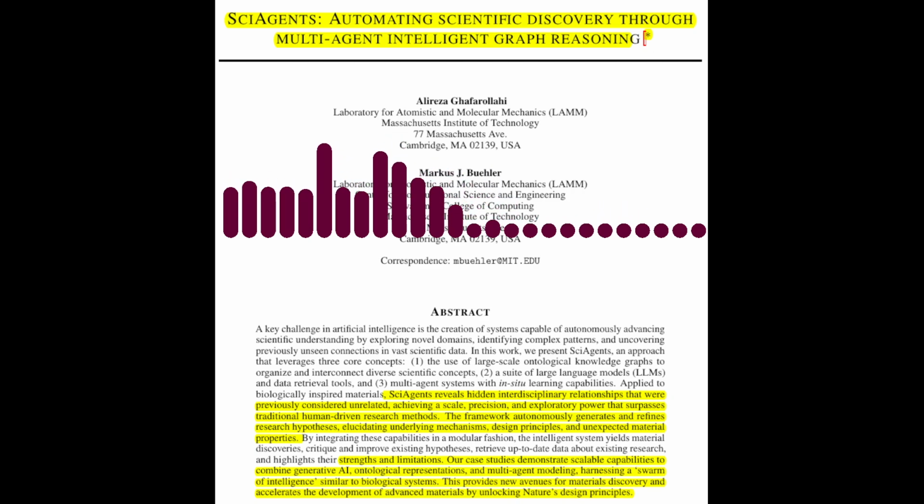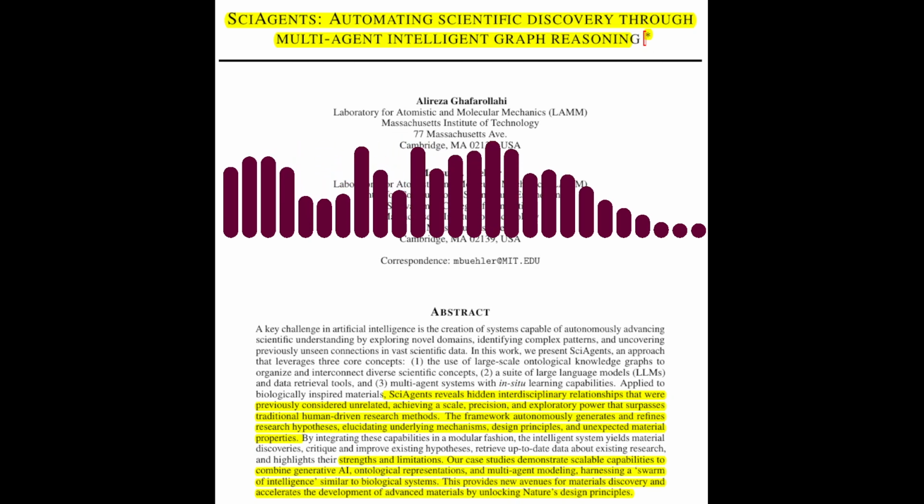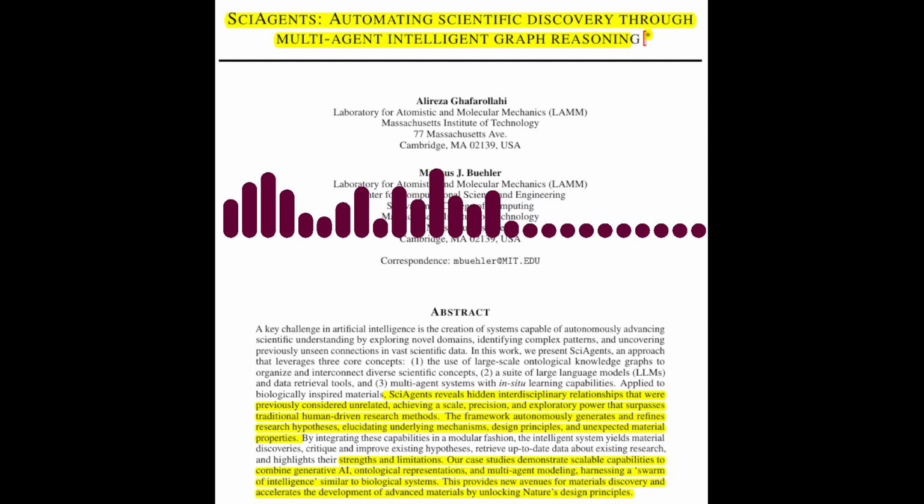The paper describes a process that starts with keyword selection and culminates in a detailed research proposal. Can you walk us through the key steps involved? The process begins with the selection of keywords, either by the user or randomly by the system. These keywords are then used to generate a knowledge path within the ontological graph, which represents a series of interconnected concepts. This path is then analyzed by the system's agents, who generate a structured research proposal that includes a hypothesis, expected outcomes, mechanisms, design principles, unexpected properties, comparisons, and novelty.